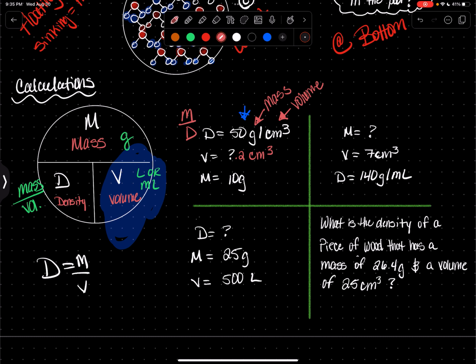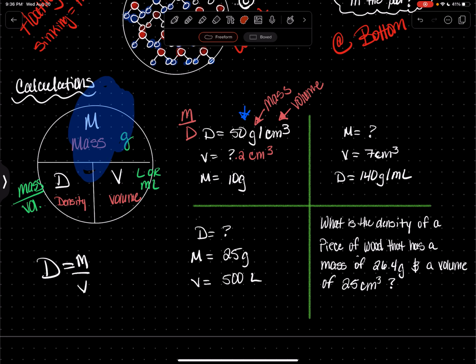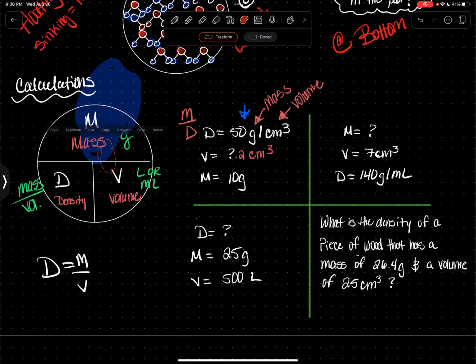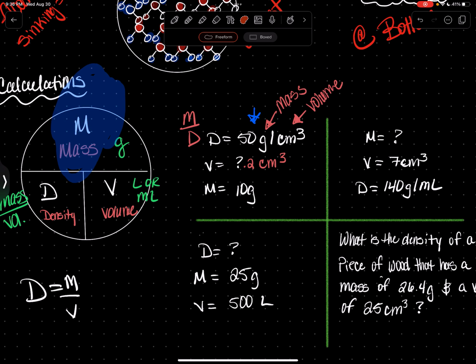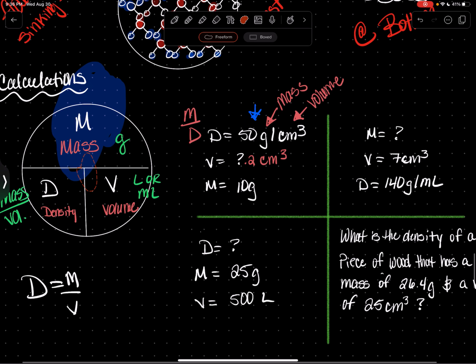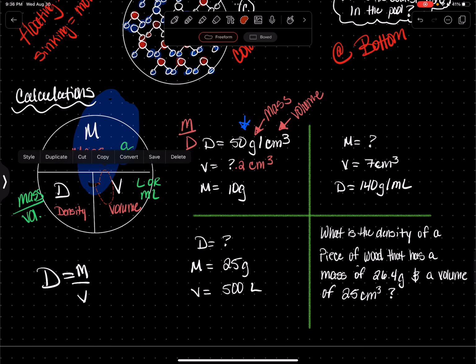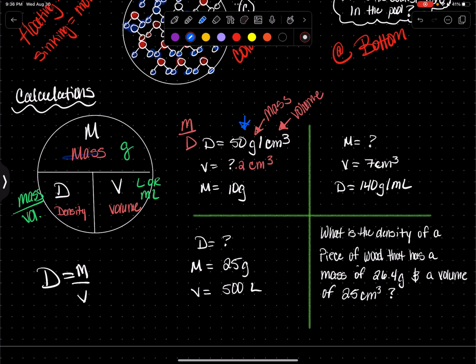So I know I got a volume of 7 centimeters cubed, a density of 140 grams per milliliter. I'm looking for my mass. Like the same thing I did over here, I'm gonna move my blob over here to the M and pretend that M does not exist. My M doesn't exist anymore. It's not given to me in my problem.